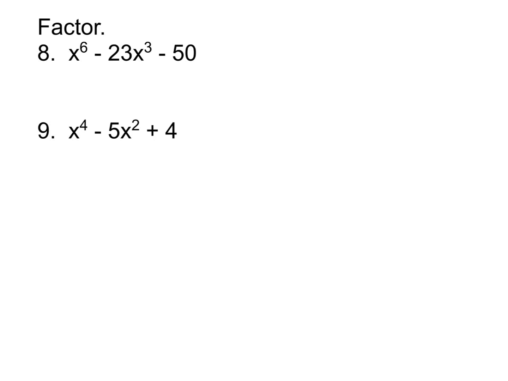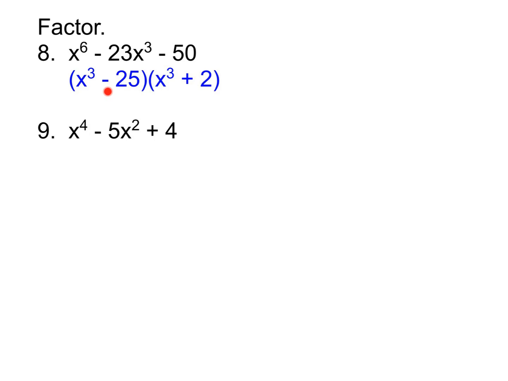So let's check in on number 8. With number 8, notice our exponents are 6 and 3. Since the first exponent is double the second, we can treat it like a quadratic. In order to factor it, I'm going to say, what two numbers add to negative 23 but multiply to negative 50? I end up getting negative 25 and a positive 2. So it's x cubed minus 25 and x cubed plus 2. And then we have to say, can either of those factor any further?